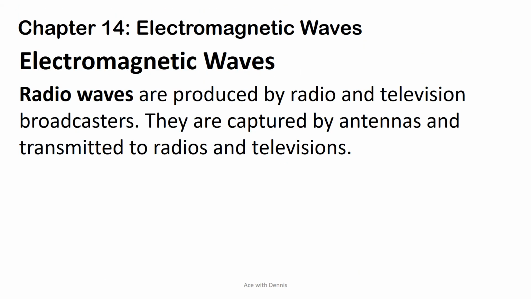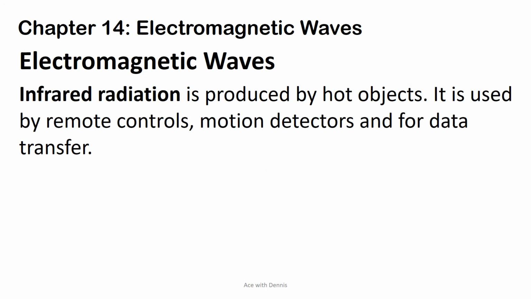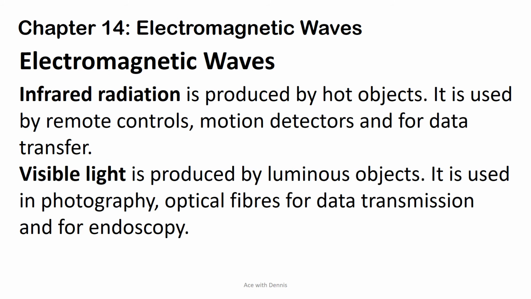Radio waves are produced by radio and television broadcasters. They are captured by antennas and transmitted to radios and televisions. Microwaves are produced by microwave ovens. They are also used for satellite communication and remote sensing. Infrared radiation is produced by hot objects. It is used by remote controls, motion detectors, and for data transfer. Visible light is produced by luminous objects. It is used in photography, optical fibers for data transmission, and for endoscopy.